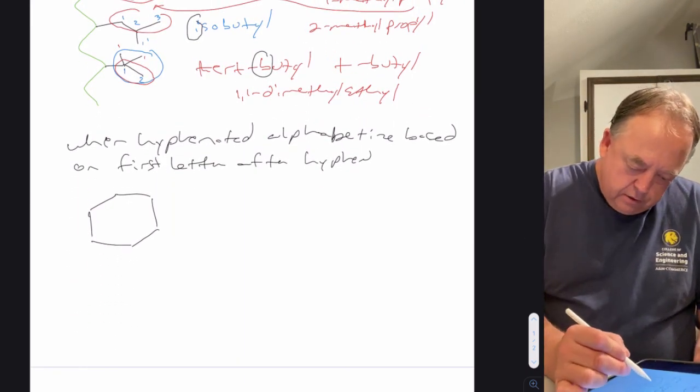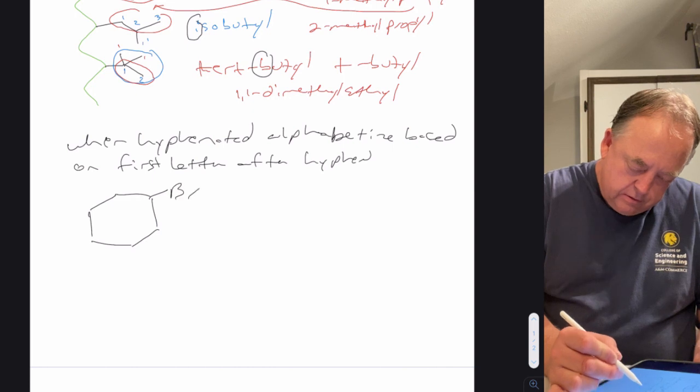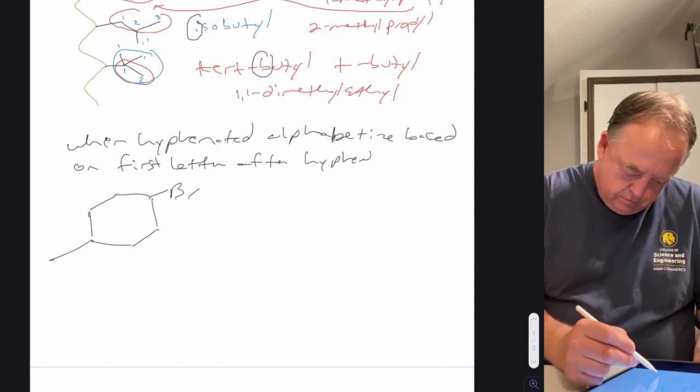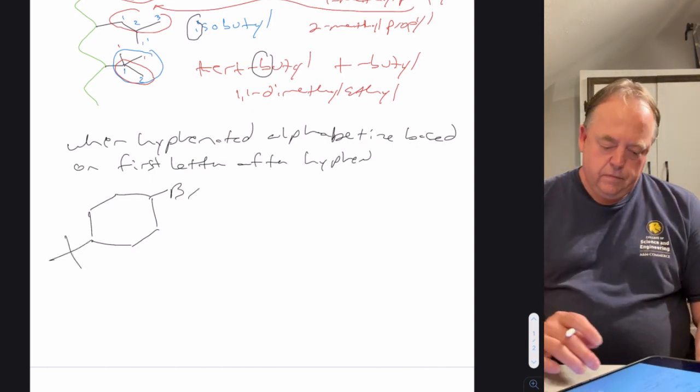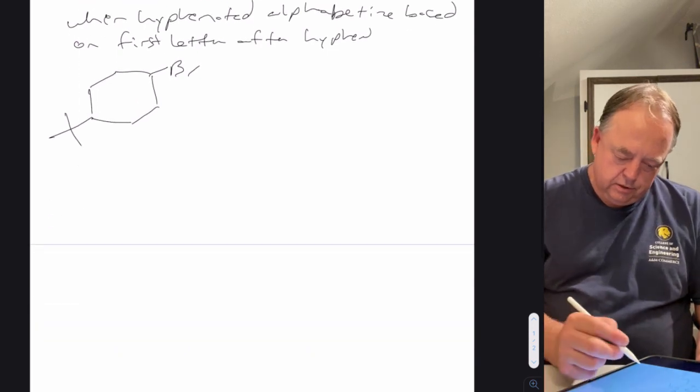Okay, so if we take a molecule like this and name that, and let's take some others.